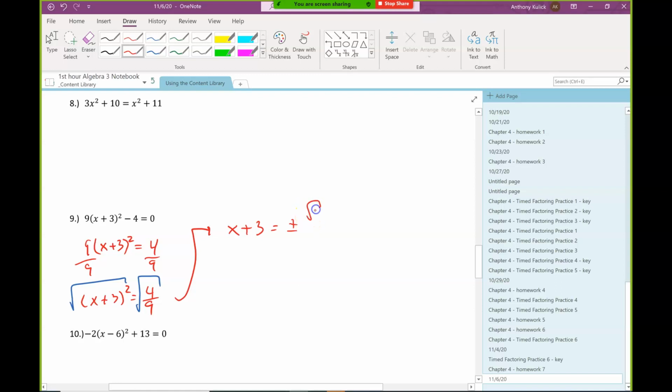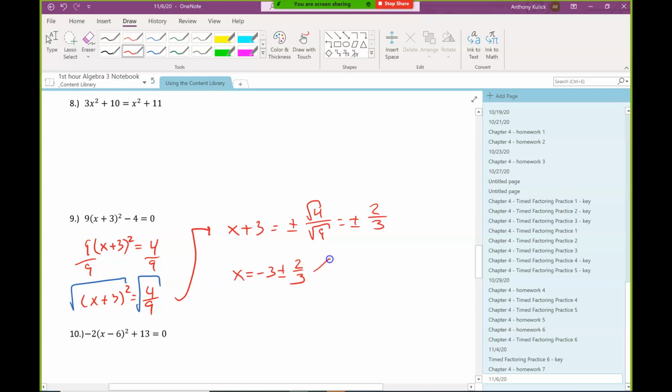And then because we're square rooting a fraction, I can do the square root of the top over the square root of the bottom. And I notice the square root of 4 is just 2, and the square root of 9 is just 3. So let's simplify that down to just plus or minus 2/3. And then the last thing is to just subtract that 3 over. So I have negative 3 plus or minus 2/3.